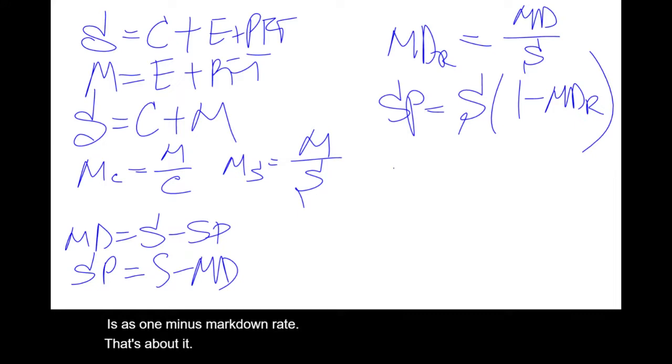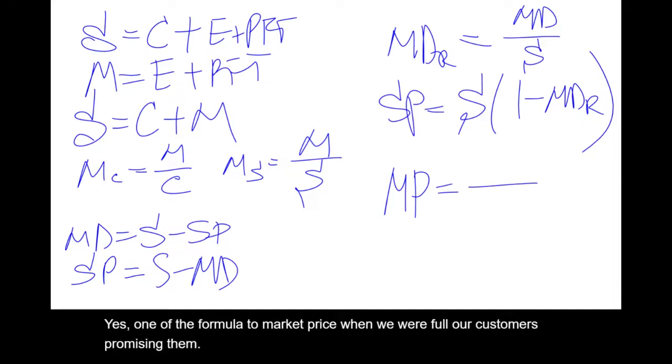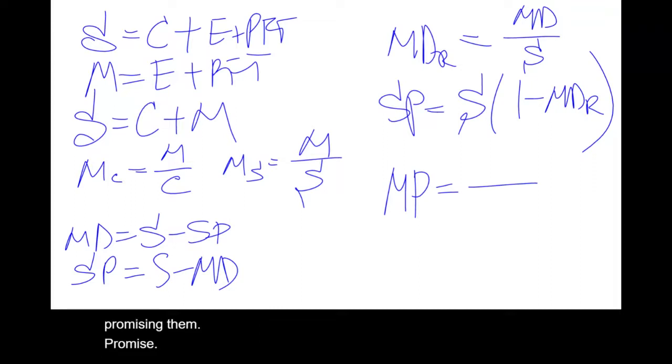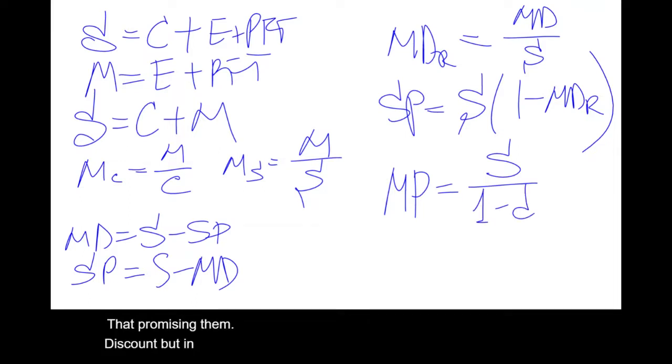Yes, one more formula. It's a marked price. That's when we would fool our customers, promising them a discount, but in reality, what happened? We build in this discount into the price. That's how it's done. So, any questions?